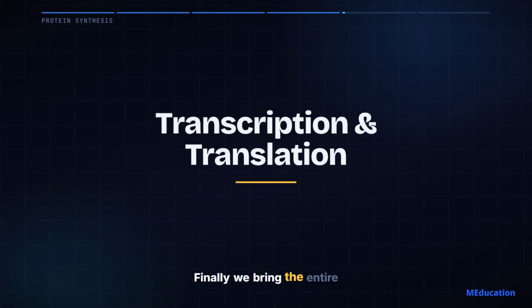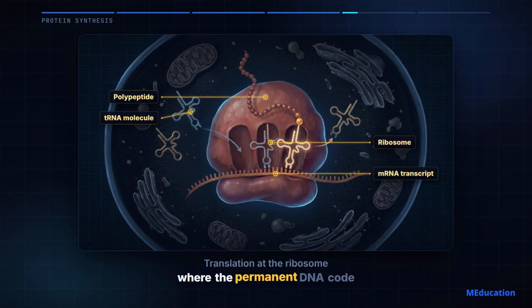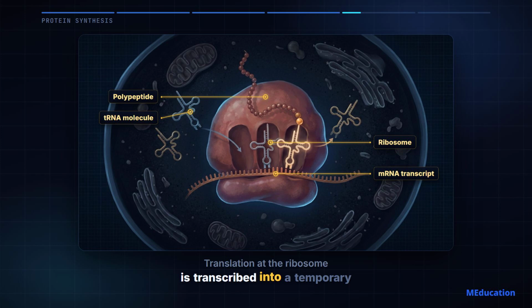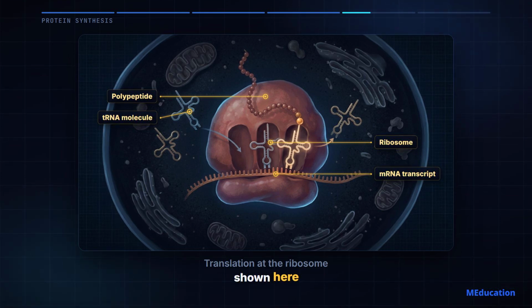Finally, we bring the entire narrative together in protein synthesis. It happens in 2 major stages. First is transcription, where the permanent DNA code is transcribed into a temporary messenger RNA copy inside the nucleus. Then comes translation, shown here.